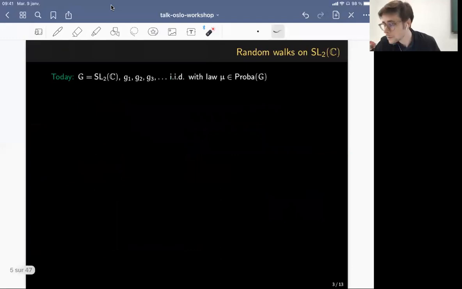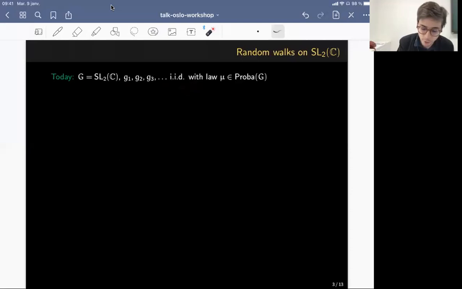Okay, so from now on, I'll fix the group G to be the group of 2x2 complex matrices. And then we will take a sequence of random matrices in this group that are IID and have some law that I call mu. So what this means is that the probability of taking a matrix in some open set of matrices is exactly the measure mu of this set.